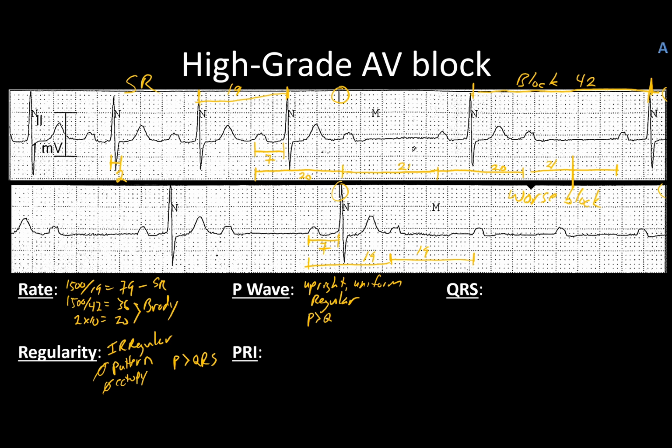P's are greater than QRS. We initially start out with a 2-to-1 block. I'll just kind of mark these a little bit. We don't have any hidden P's, which is always good, makes life a lot easier.